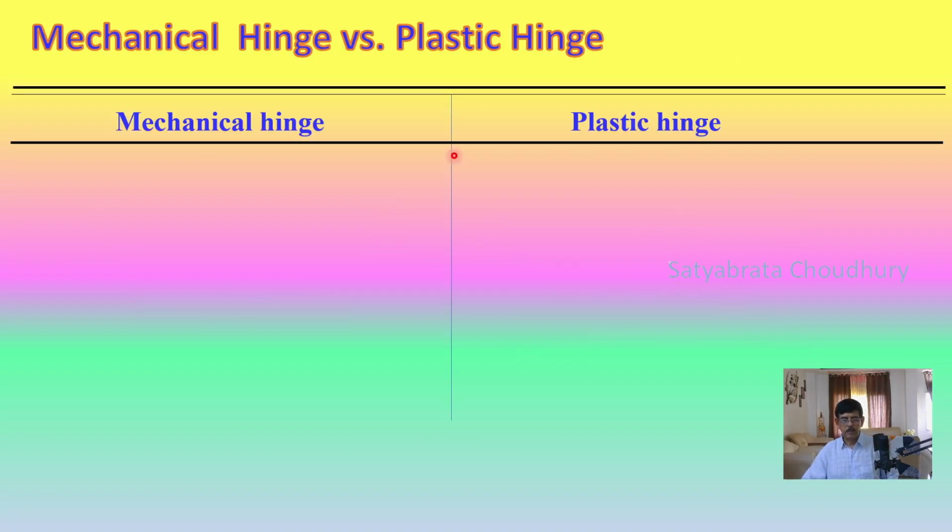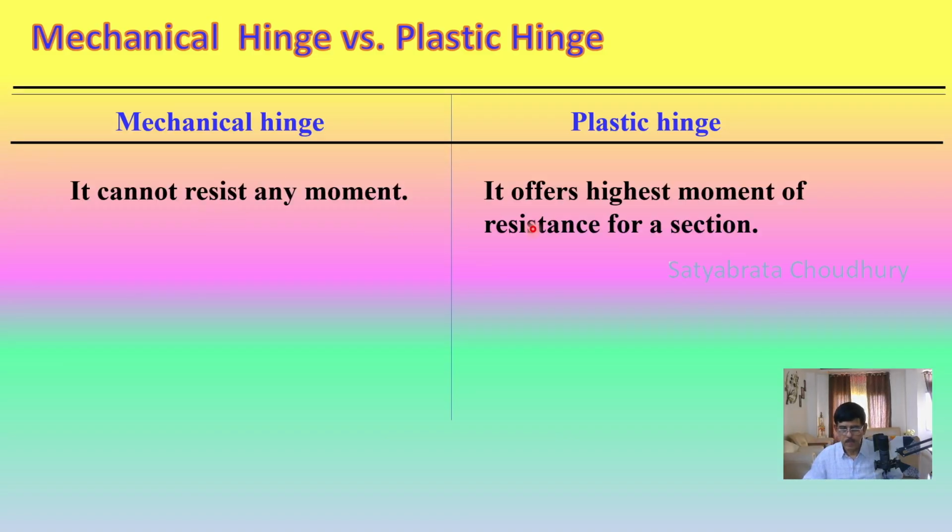Now let us see the difference between the mechanical hinge and the plastic hinge. Mechanical hinge, it cannot resist any moment. Plastic hinge, it offers the highest moment of resistance for a section.